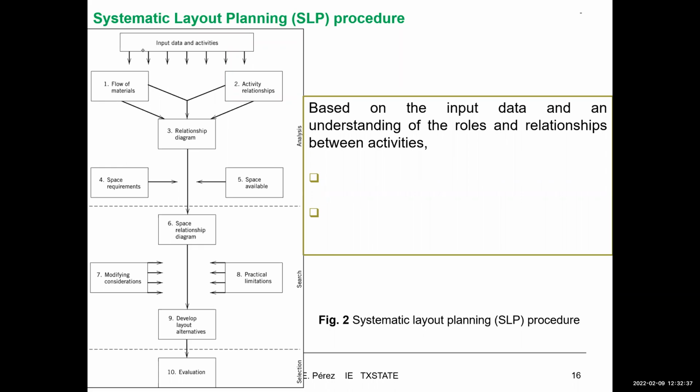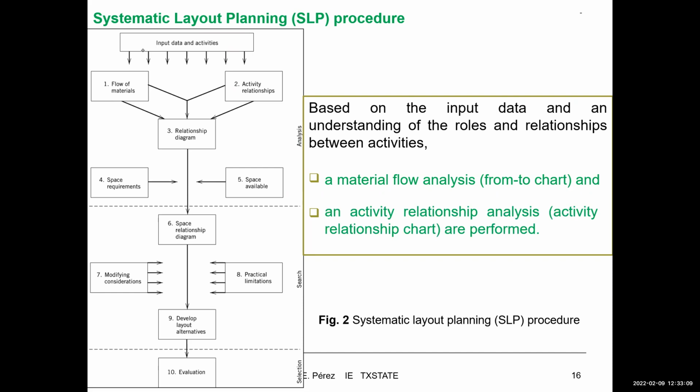scenarios. So again, the idea is to use the tools that we have explained to collect information about the flow that occurs within the facility, and then use that as input for this process. Based on the input data and an understanding of the roles and relationship between activities, a material flow analysis or a from-to chart, like the one we developed in the lab last time, and an activity relationship analysis, the activity relationship chart, like the ones that we explained also in our previous class, are performed. So these are activities that we have to do in order to collect the information that we need for the application of the systematic layout planning procedure.